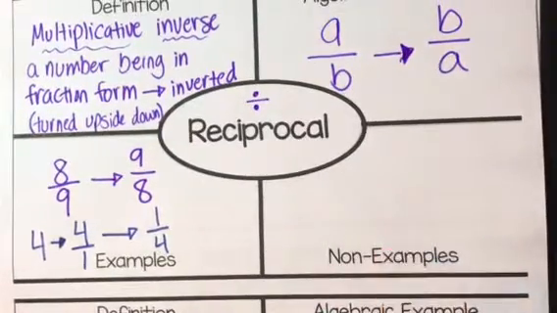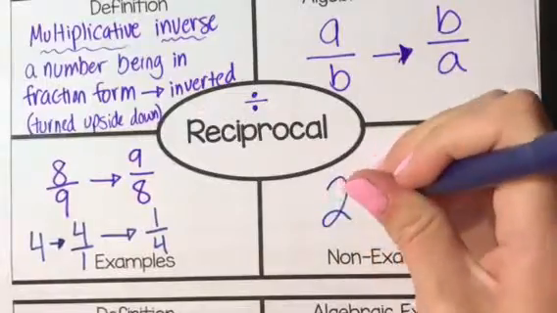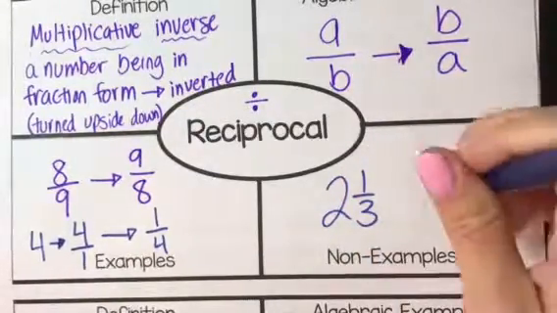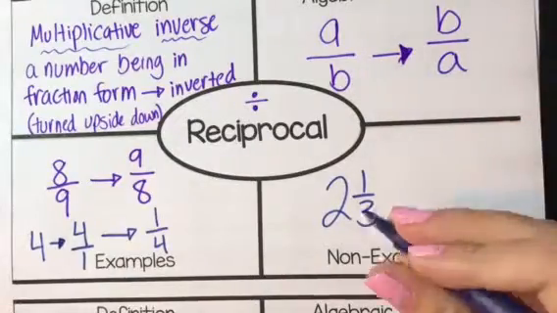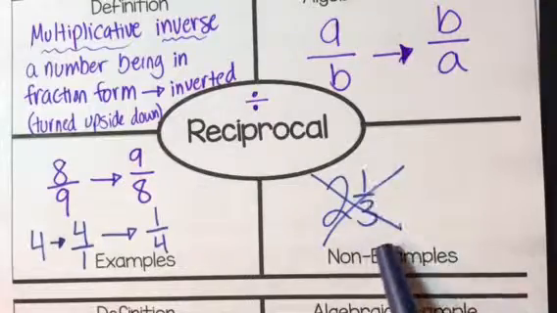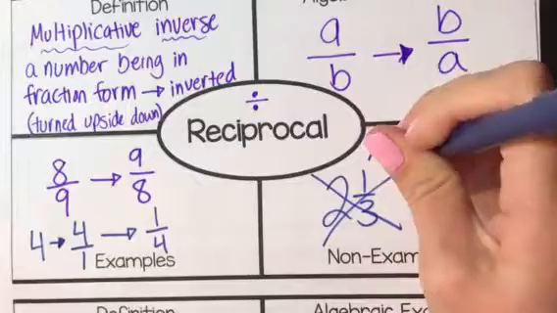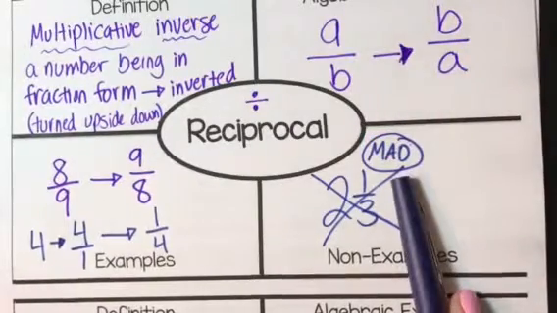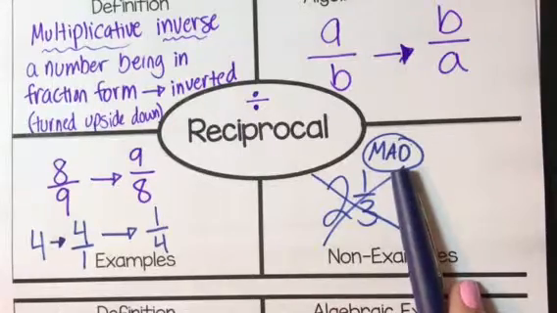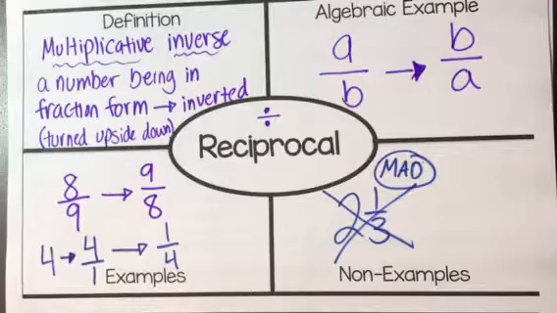A non-example would be something like a mixed number, and just leaving it like that. That's the best non-example I can think of. Don't accidentally think that we can make a reciprocal with this, because at first we'd have to convert it. And you'll find out about this in a later lesson when we start dividing with mixed numbers. But for now, we're not worried about those. So make sure you have all of this on your notes.